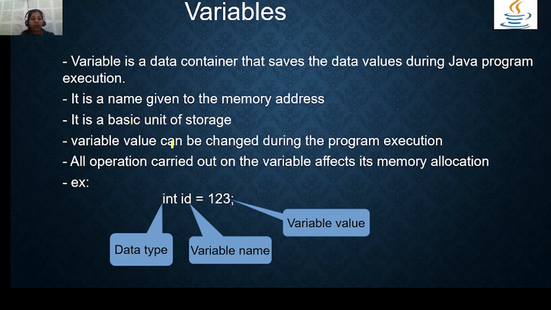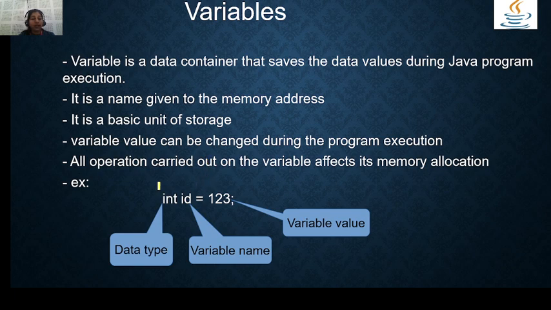Variable value can be changed during the course of the program execution. That while executing the program, that variable value can be changed. Okay, so all the operations which are carried out on the variable affect its memory location. So when we are proceeding with our Java programs, then you will get to know how the variable affects its memory allocation.